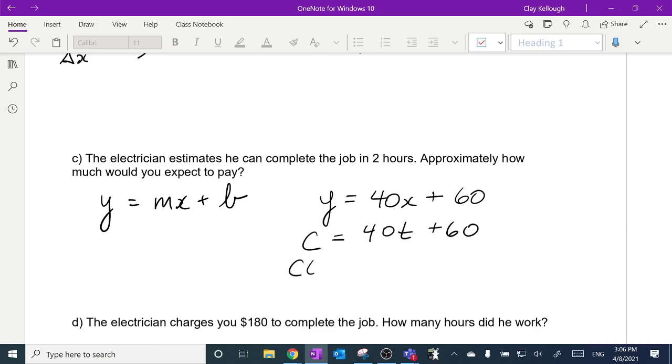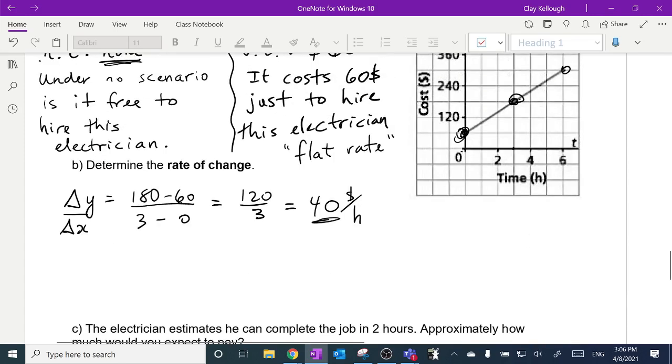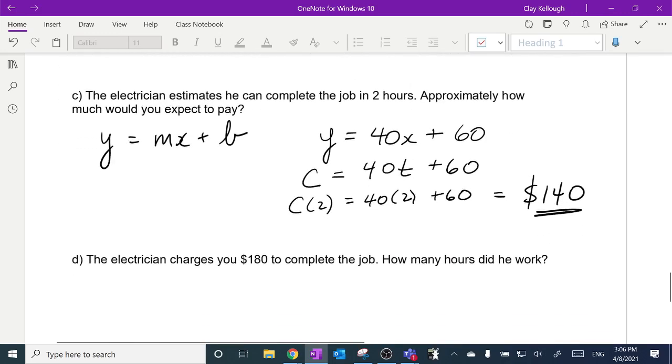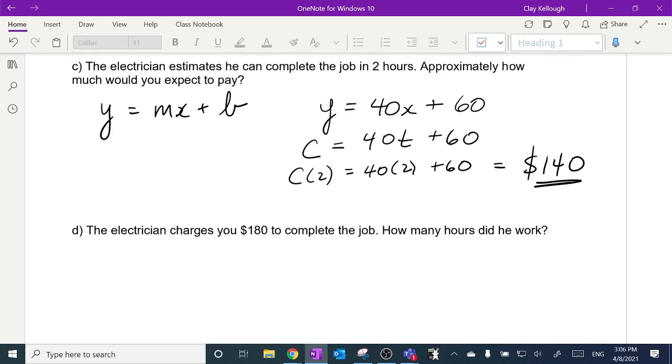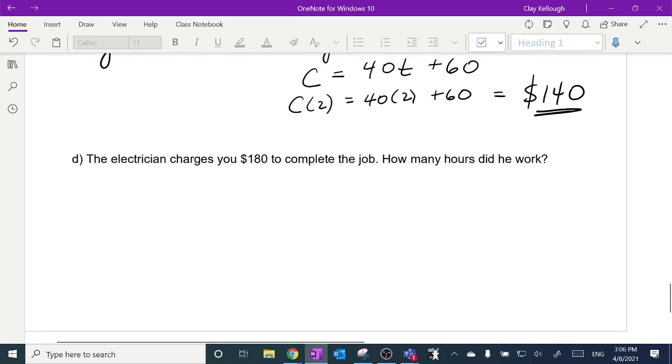What is the cost for a 2-hour job? Ooh, look at that. I even switched to function notation. 40 times 2 plus 60. And is this the same number you read off the graph? Let's see. At 2, I don't know. Can you tell just by looking at it that's 140? Nah, I kind of trust my algebra more than my eyeballs when I don't have a clean grid to look at. The electrician charges you 180. What does that mean in terms of how long it should have taken?